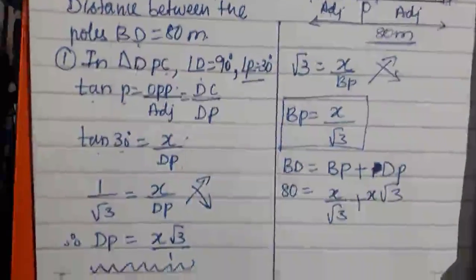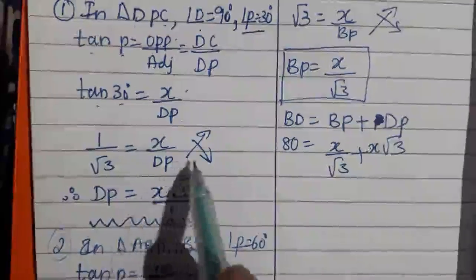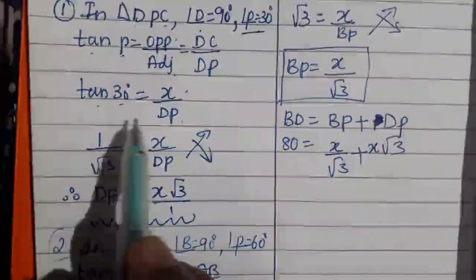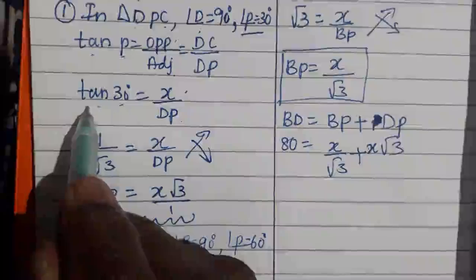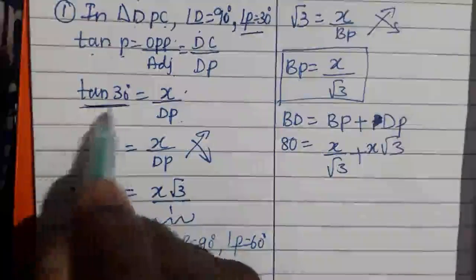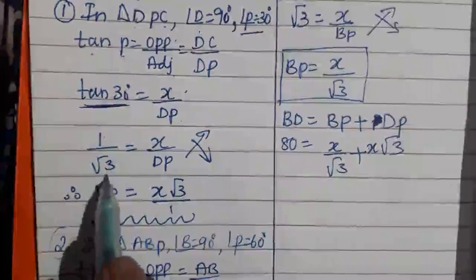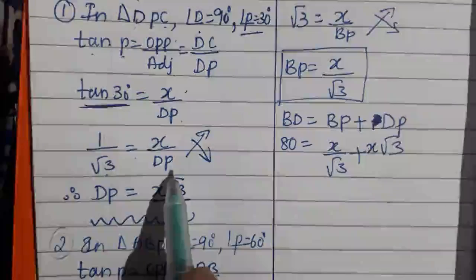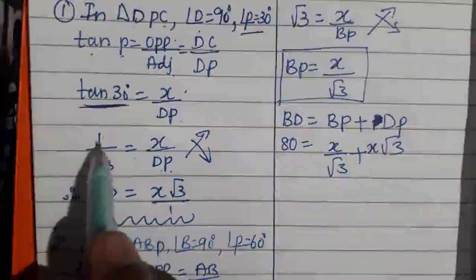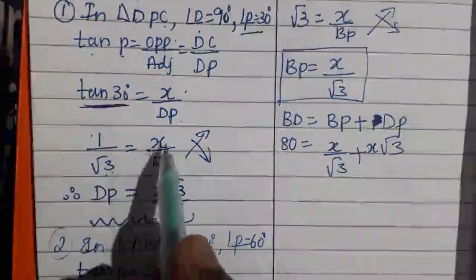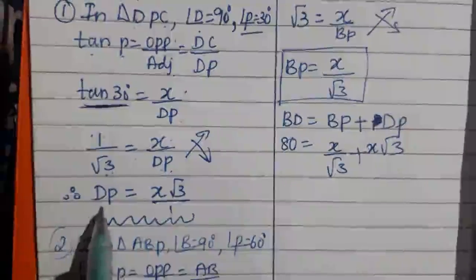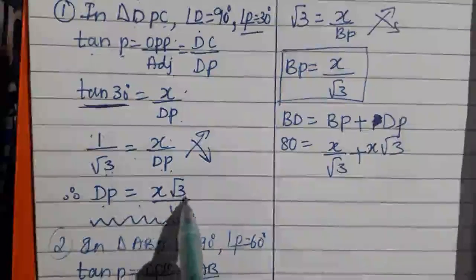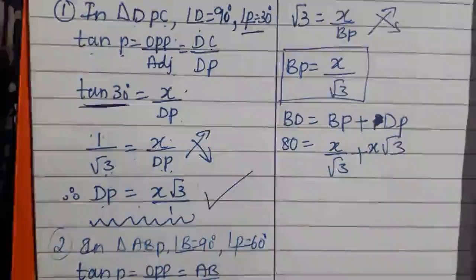Now cross multiply. Before cross multiplication, we have to write the value of tan 30. Tan 30 is 1 by root 3. So 1 by root 3 is equal to x by DP. Now cross multiplication. DP will go here, root 3 will come next to x. So the value of DP is equal to x root 3. Now I got the value of DP.